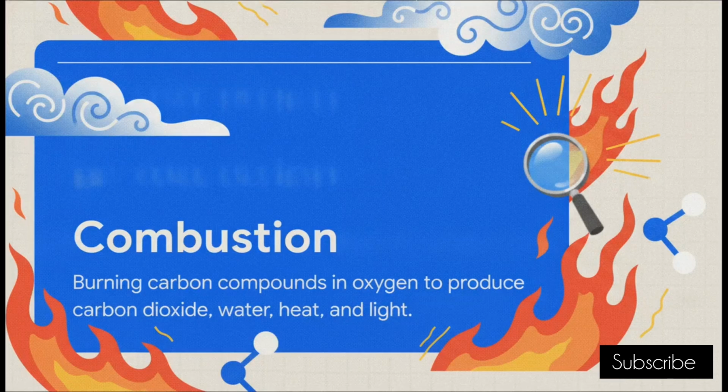So combustion basically just means burning. When most carbon compounds burn in the presence of oxygen, they undergo a reaction that produces 4 things: carbon dioxide, water, heat, and light. A classic, perfect example of this general equation in action is methane. When methane burns in oxygen, it undergoes this exact transformation.